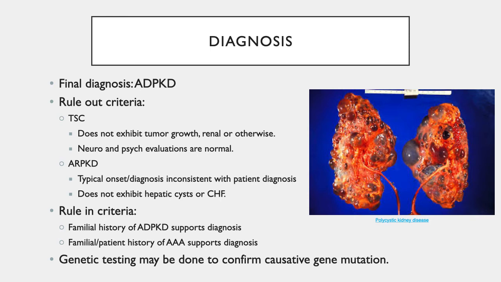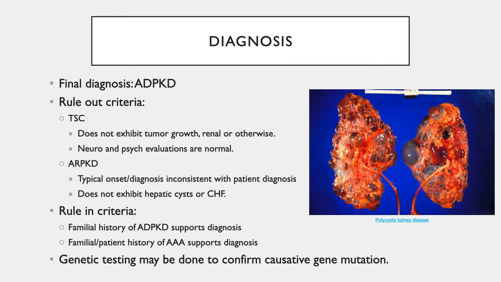Mrs. WT's final diagnosis is ADPKD because she does not exhibit tumor growth, but rather cystic growth, and her neuro and psychiatric evaluations are normal. TSC can be ruled out. And although it's not always true of ARPKD, Mrs. WT's lack of early diagnosis, as well as her lack of hepatic cysts and CHF, which are typically comorbid, allow us to rule out ARPKD.